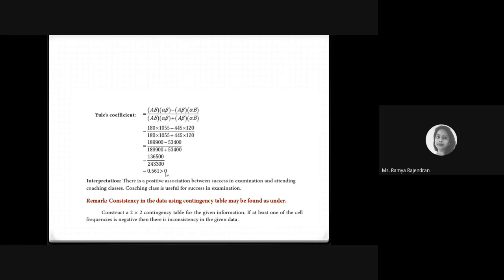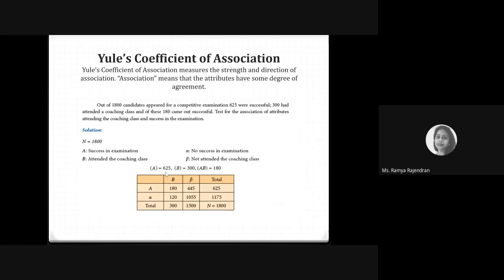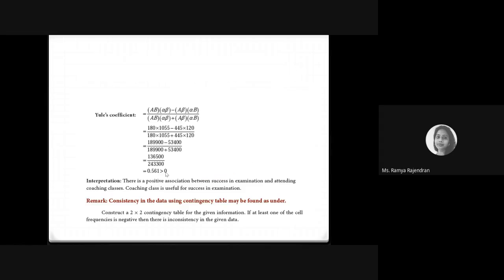So in order to apply this Yule's coefficient of association, you always have to construct this contingency table. Then only you will be able to find out the correlation, or I mean the association, with the given data.